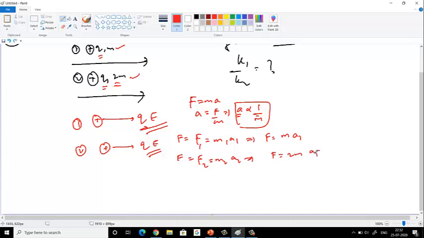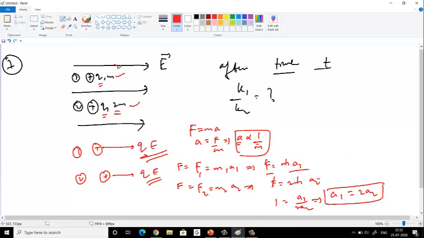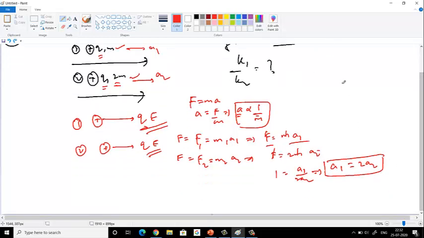m2 is 2m, so F is equal to 2m into a2. Take the ratio, F and F cancel. So what are we getting? 1 is equal to a1 by 2a2, or a1 is equal to 2 times a2. That means the acceleration of the first particle a1 is twice the acceleration of the second particle a2. Let a2 be equal to a, then a1 will be 2 times a. Remember this.